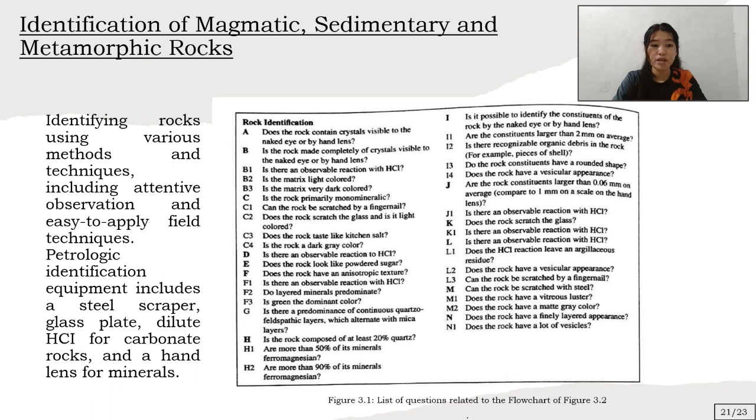Tools like the steel scraper, glass plate, dilute HCl, and a hand lens help in assessing hardness, characterizing carbonate rocks, and closely examining mineral details. While more advanced techniques exist, these basic tools are accessible for initial rock identification in the field. So, in this part we will see the questions in determining what type of rock it is, so you can identify if it is magmatic, sedimentary, or metamorphic.